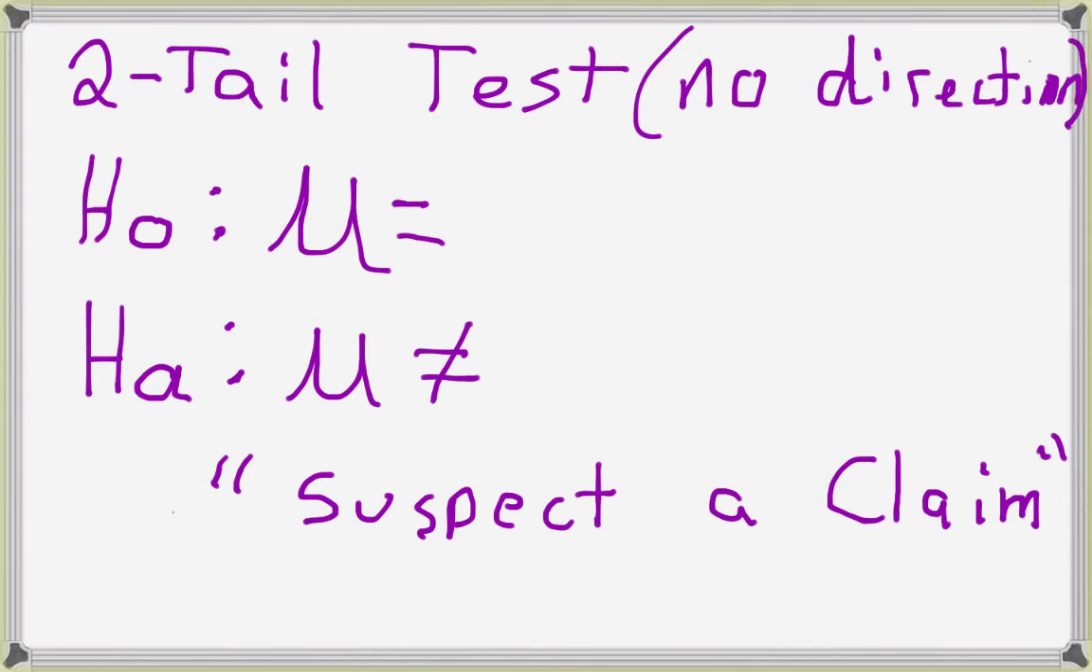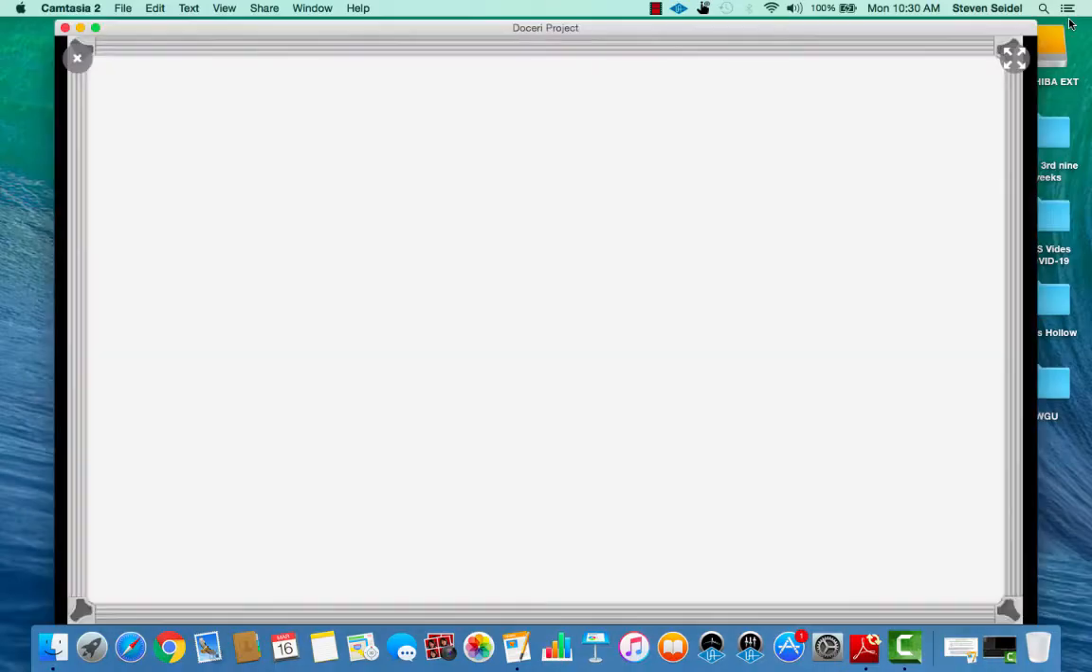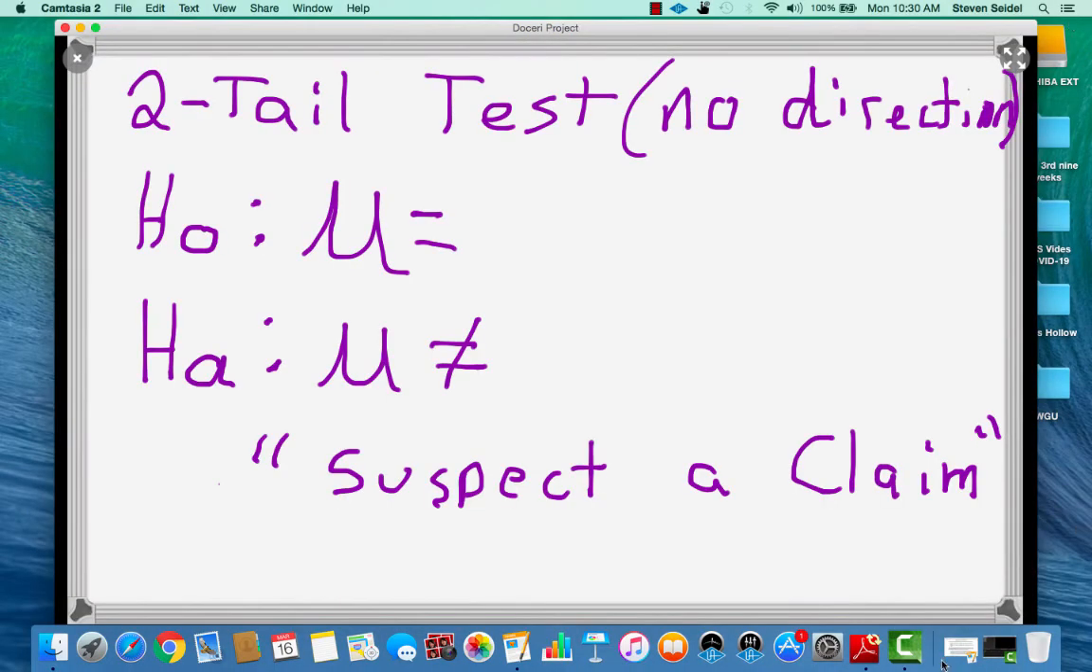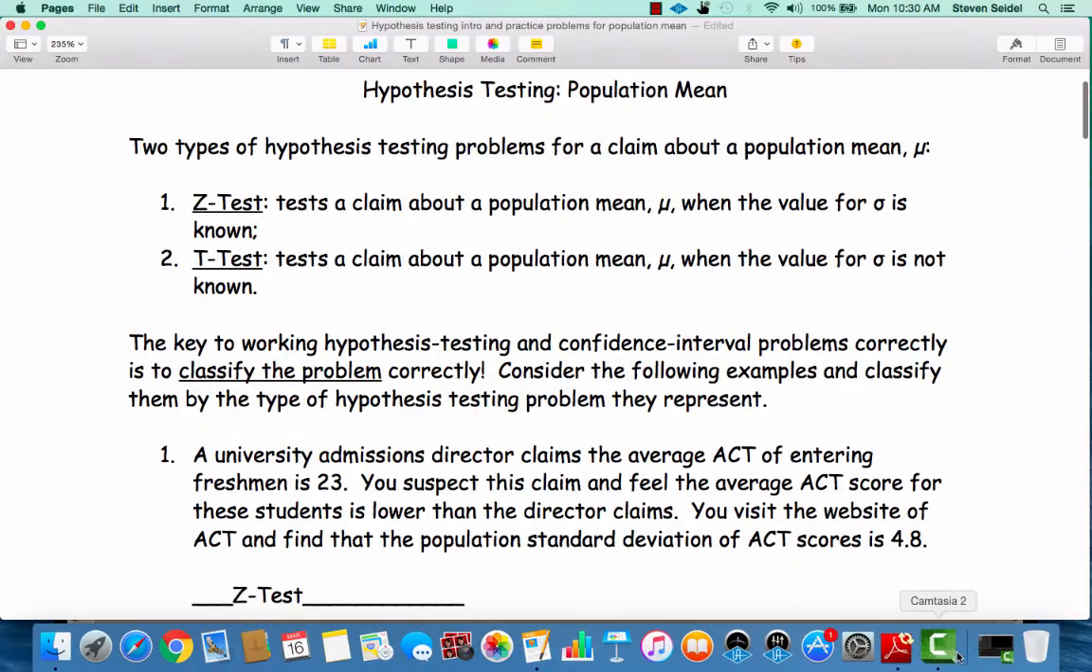All right. So there's our types of situations, and I'll go through a couple of examples with you, and we'll go from there. So let's take a look at the question that we had from yesterday. We already classified it as a Z-test. Now we're going to write a hypothesis testing for this problem.